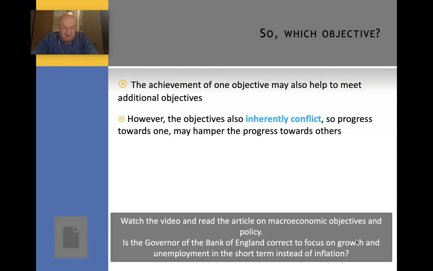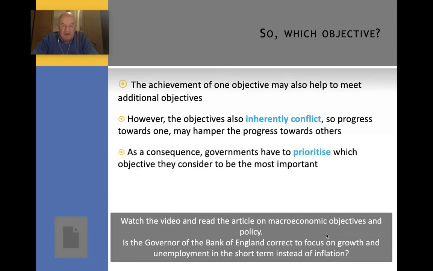And it's quite a nice example in the video that you can watch, which looks at macroeconomic objectives and policy in a bit more detail, and how the government and the Bank of England try to balance that with some of the policies they're trying to encourage. Clearly, in some cases, the government is going to have to make some priority decisions. Which objective is the most important?